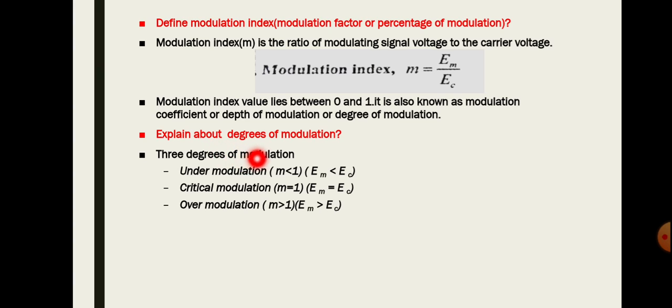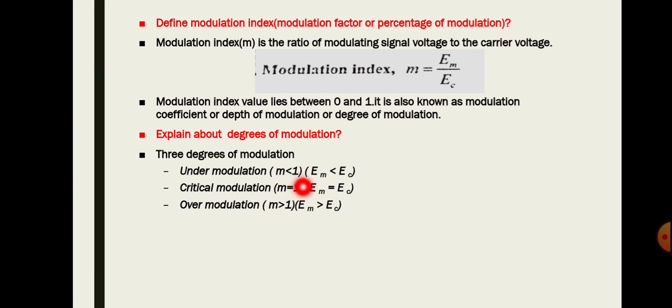And next we can explain the degrees of modulation. That is, actually we are explaining about the modulation index itself. There are 3 degrees of modulation. First is under modulation, critical modulation and over modulation. This classification is based on the values of M, that is, based on the values of modulation index.